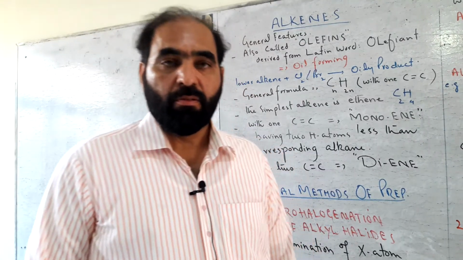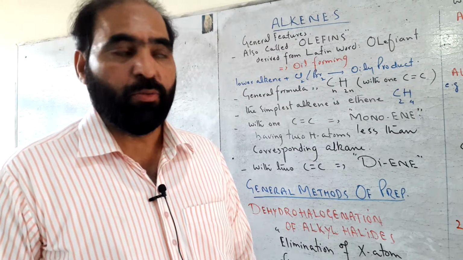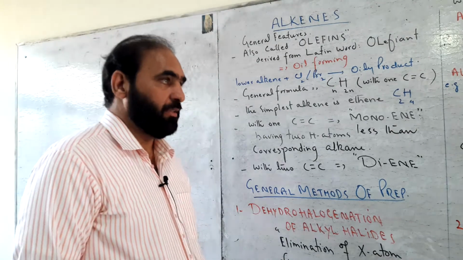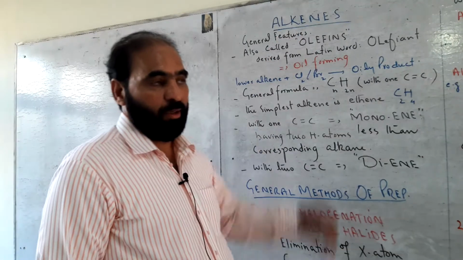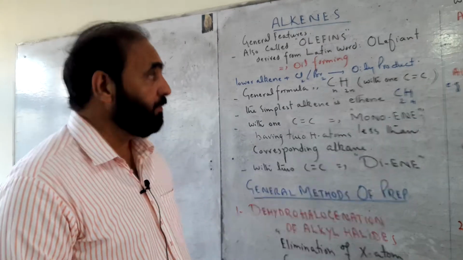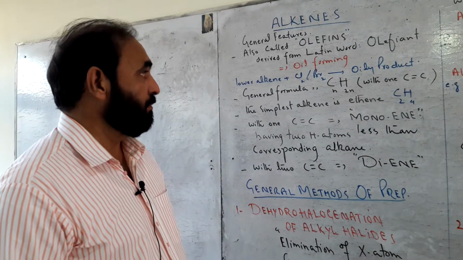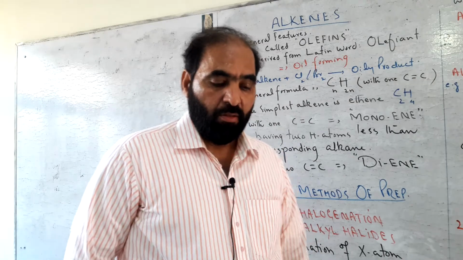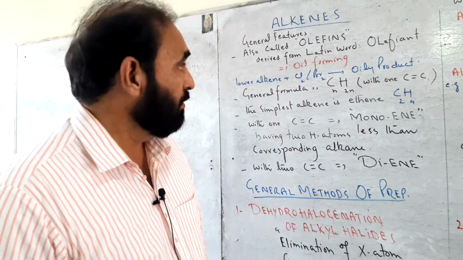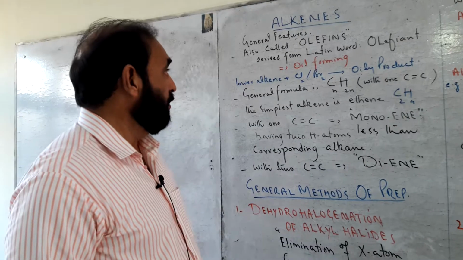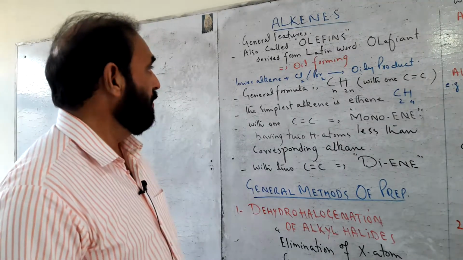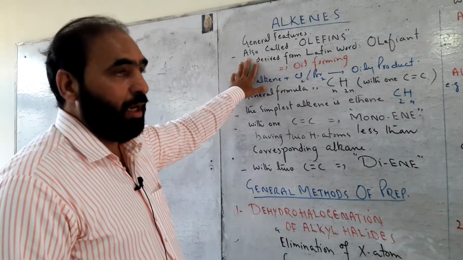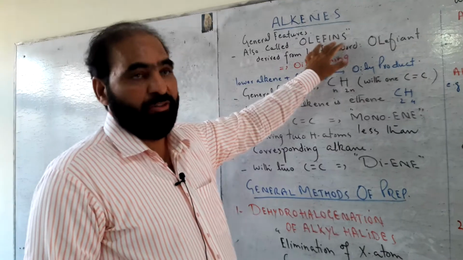Dear students, our topic for today is the second family of hydrocarbons, that is alkenes. First of all, let us have a look at the general features of alkenes. Alkenes are also called olefins.